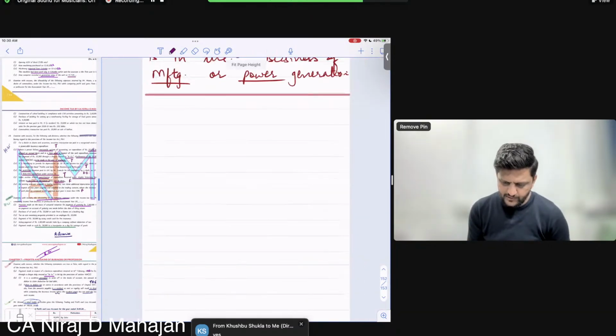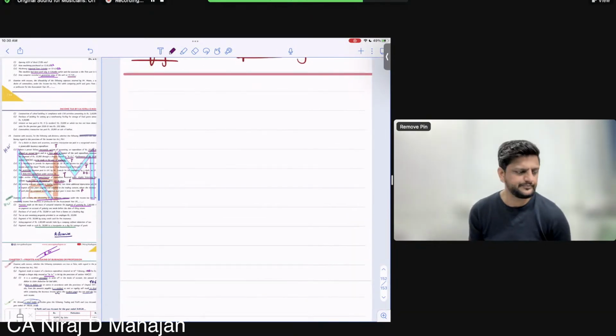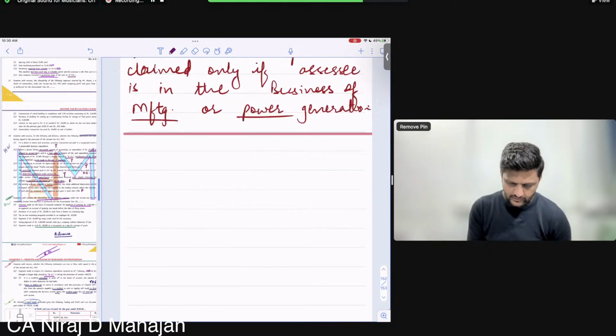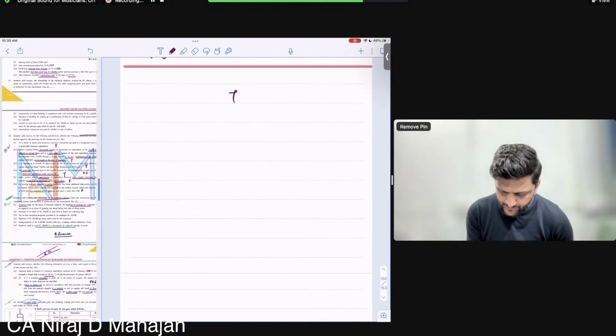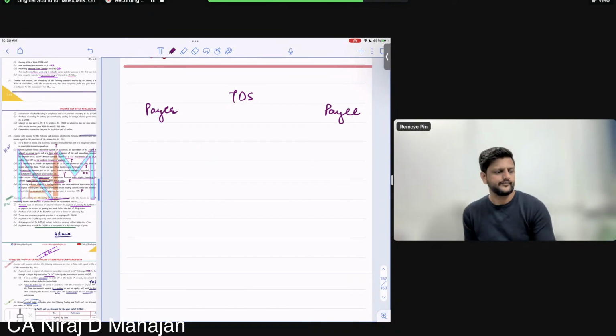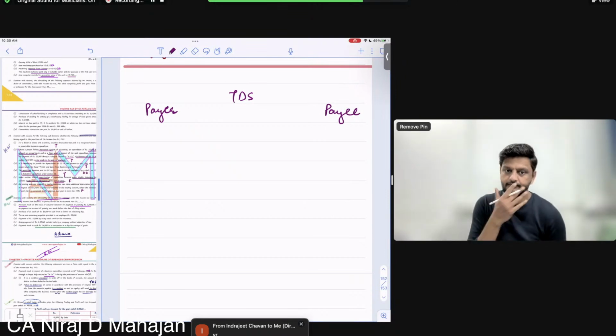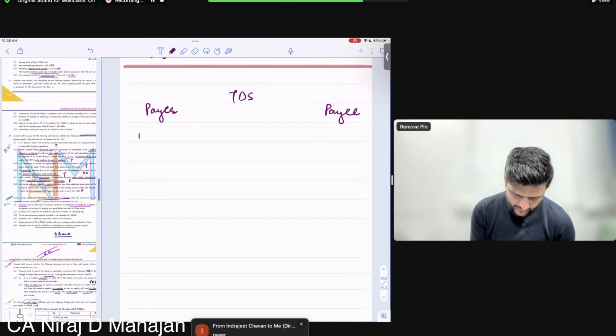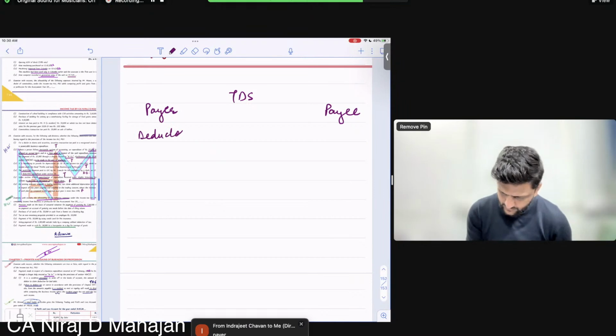Now understand, please pay attention a little bit. Again, we are doing some concept. TDS, you remember the concept of TDS? So there is a payer and there is a payee. Correct? Who is the deductor, payer or payee? Who is the deductor? Correct. And here obviously we have the deductee.